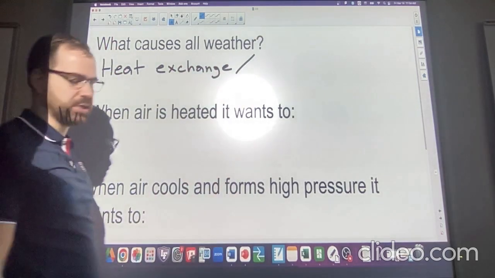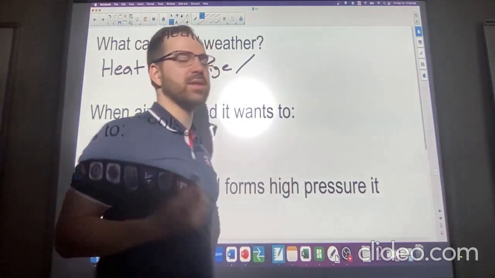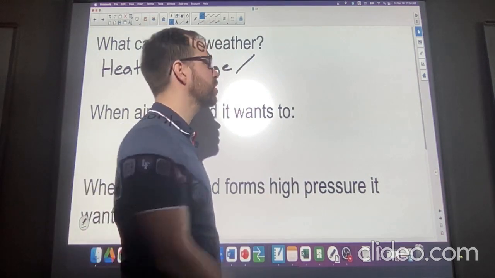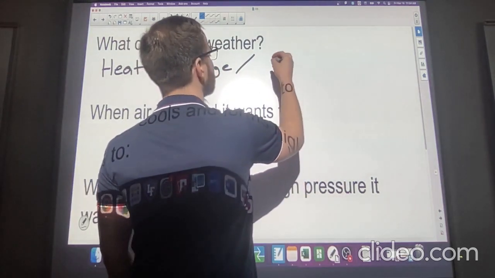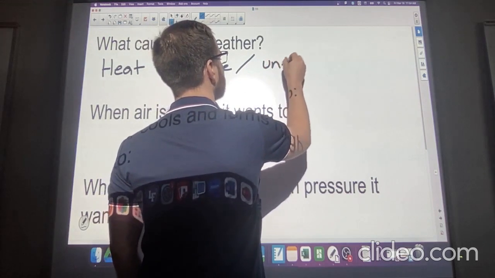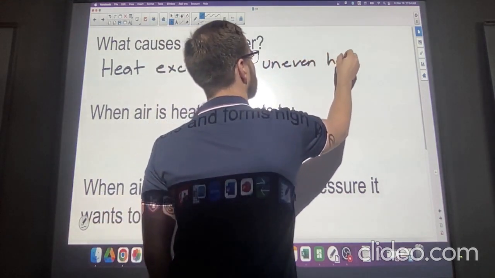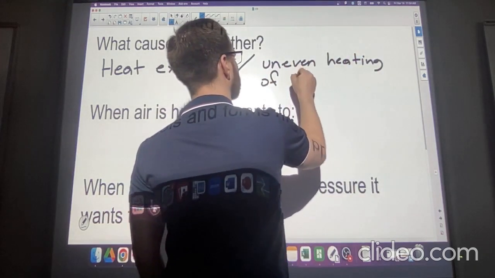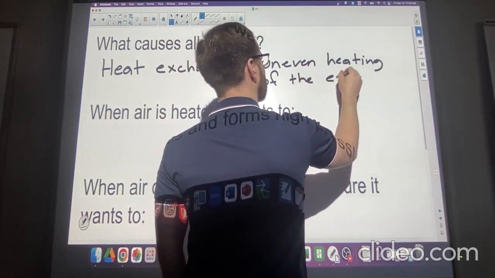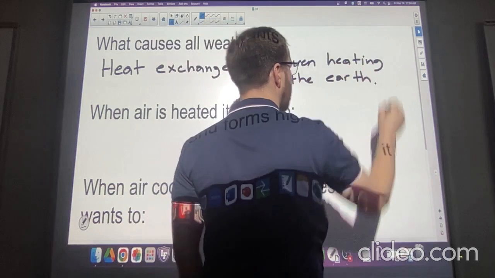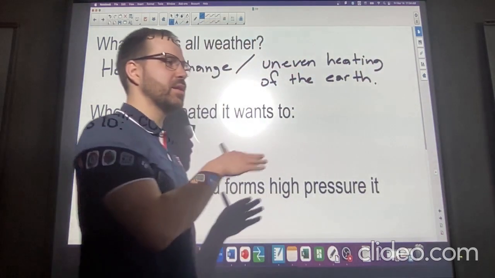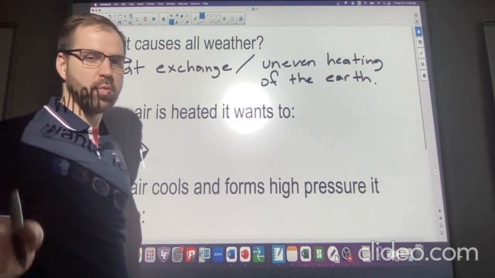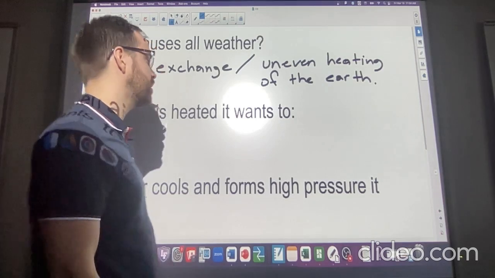Okay, essentially, when the Earth is heated by the sun, it's uneven, right? It's a globe. It's a sphere, and there's clouds and mountains. So it's because of uneven heating of the Earth. If we somehow perfectly heated everything the exact same temperature, there would be pretty much no weather. Okay, obviously that's not the case.